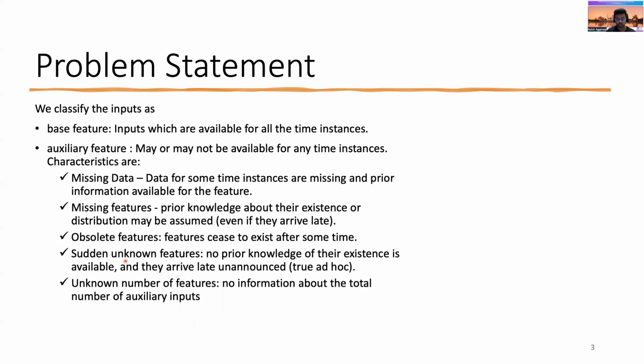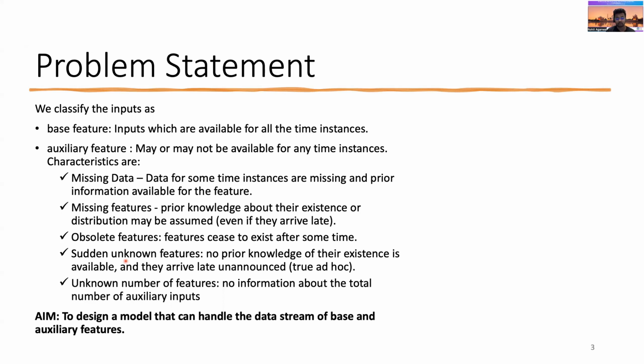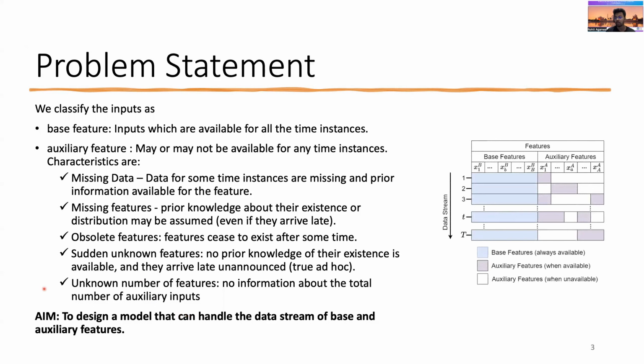Unknown number of features: no information about the total number of auxiliary inputs. A cell can have thousands of mitochondria and we don't know how many at each time step. Aim: to design a model that can handle the data stream of base and auxiliary features. So any input can be seen like this, where you have base features and auxiliary features, and at each time step, base features are always available and auxiliary features may or may not be available.